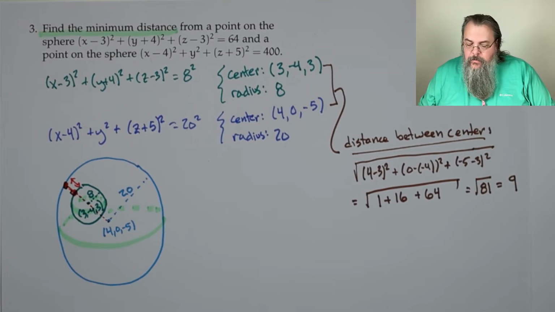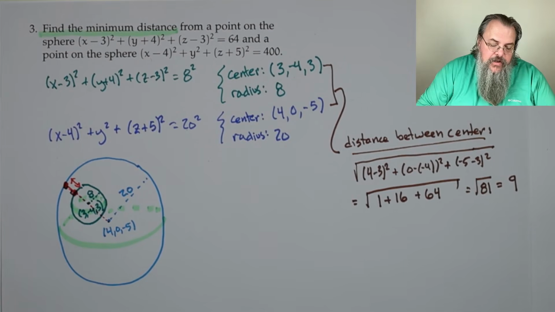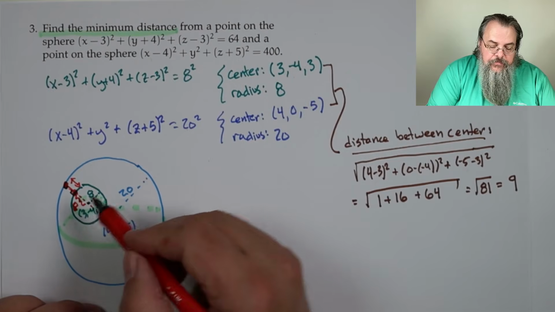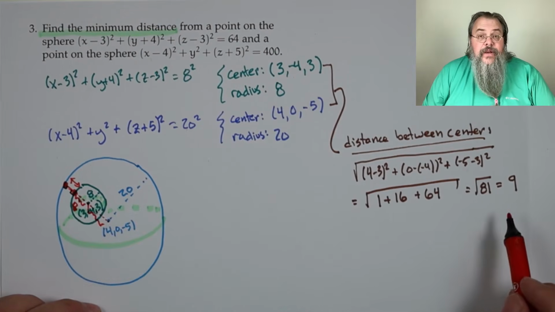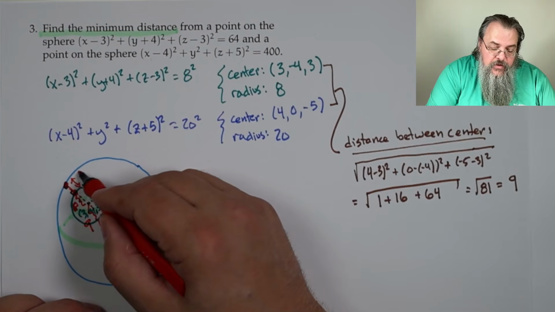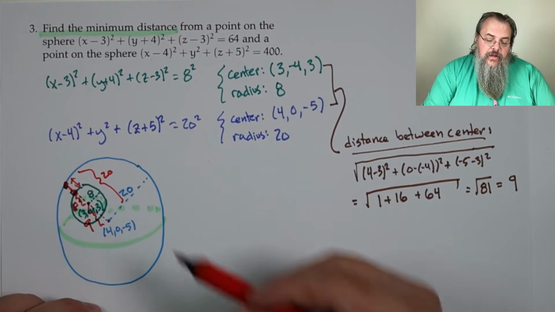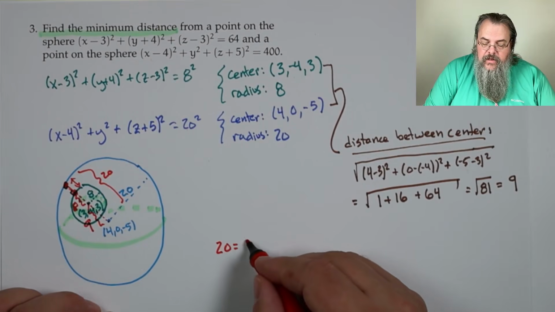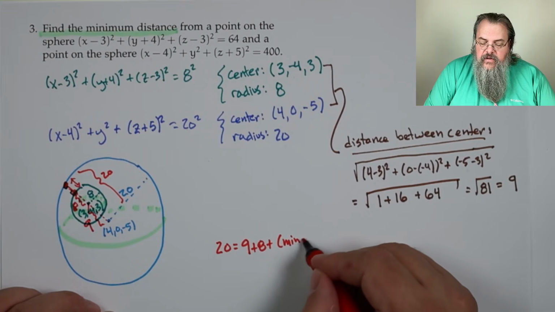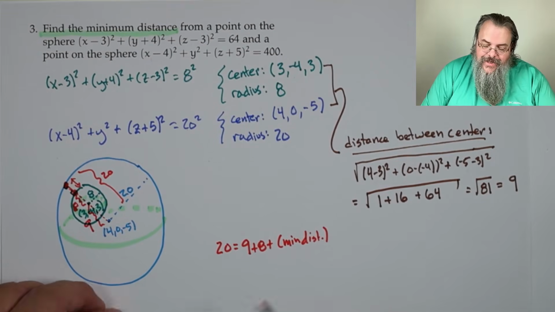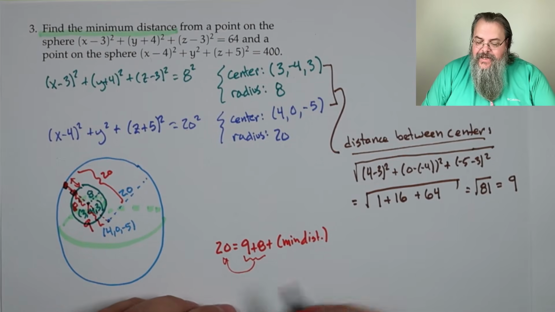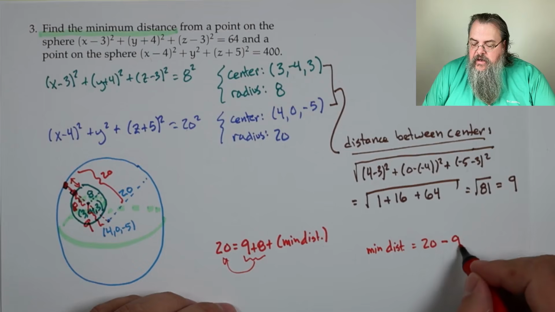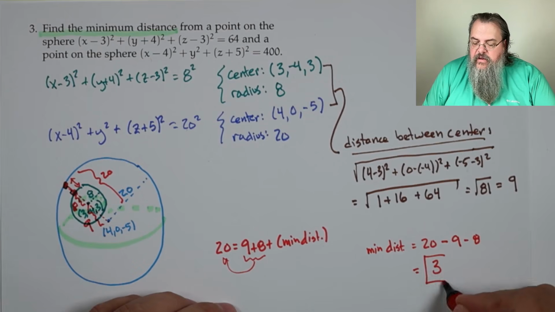Now, how do we finish this up? Well, that's what we want. And we just break it into little parts. We know this piece is the radius of the inside circle, the smaller circle. That's 8. We know that this length is the distance between the centers. That's 9. We know this total length, that's the radius of the big one, is 20. So 9 plus 8 plus what we're looking for has to equal 20. So 20 has to equal 9 plus 8 plus our min distance. So what's the answer? Well, move things across. And so we get that the minimum distance is going to be equal to 20 subtract 9 subtract 8, which means our minimum distance is 3.